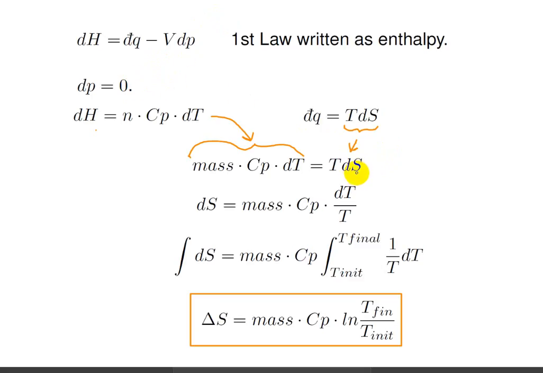Then we can do a little bit of algebra on this, and we'll get dS is equal to the mass times Cp times dT over T. And we're going to integrate both sides of that. Now, the integral of dS is big delta S, and mass and Cp we're assuming are constant. So then we're going to have an integral from T initial to T final of 1 over T dT. And that's going to give us delta S is mass times Cp times the log of T final over T initial. That will be the equation that we'll calculate with.